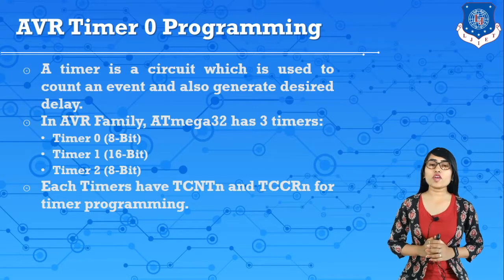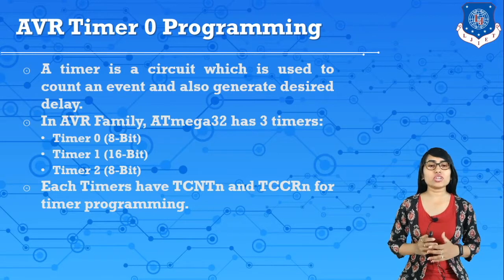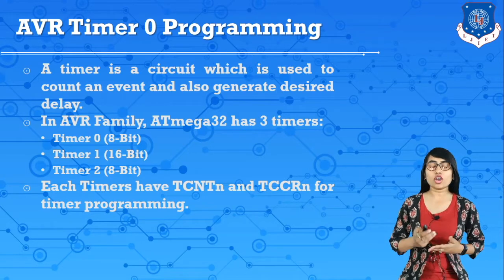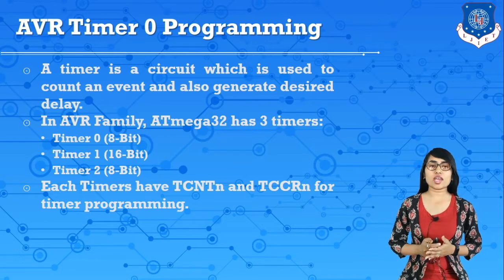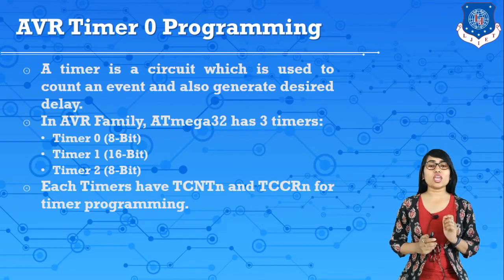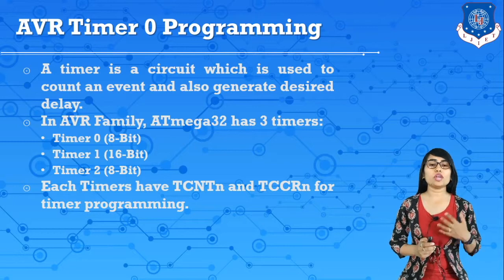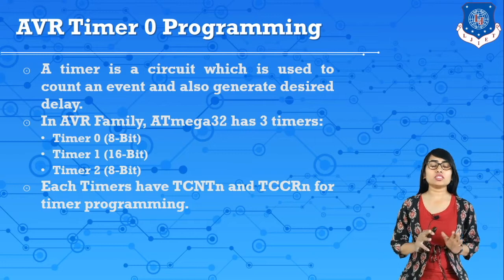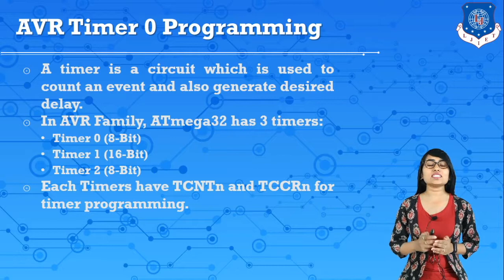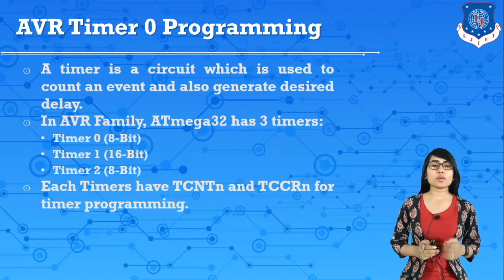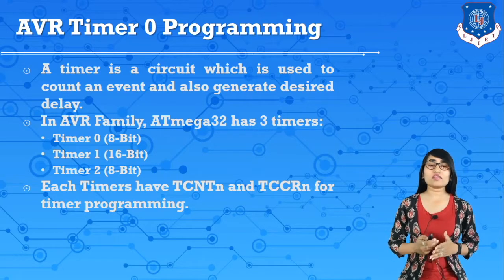In the AVR family, ATmega32 has 3 timers: Timer 0 which is 8-bit, Timer 1 of 16-bit, and Timer 2 which is of 8-bit. Each timer has TCNT and TCCR for timer programming. To program this timer, we have two types of register, that is TCNT and TCCR. So let's discuss what is the TCNT register and what is the TCCR register for Timer 0.